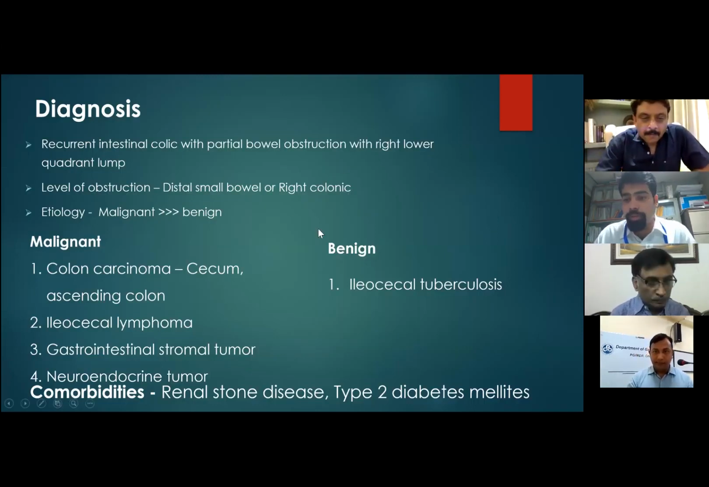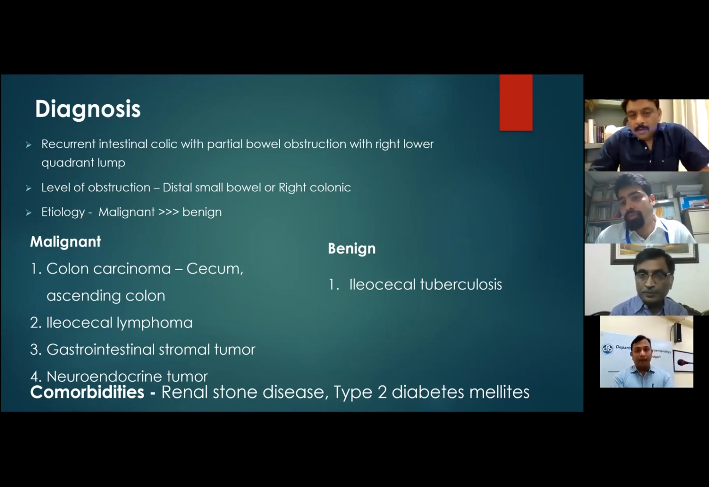So Dr. Arup, you can go ahead, please. Sir, in our patient, we have a 42-year-old male having recurrent intestinal colic with symptoms of partial bowel obstruction with a right lower quadrant lump. The likely level of obstruction would be the distal small intestine or right colon. I would like to consider both etiologies, but I will consider malignant etiology over ileocecal tuberculosis. You will have to justify why you are considering malignant over benign or TB.